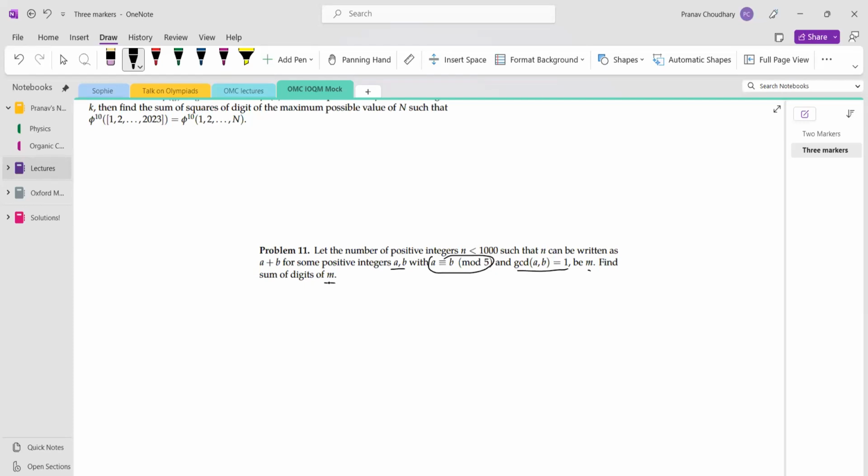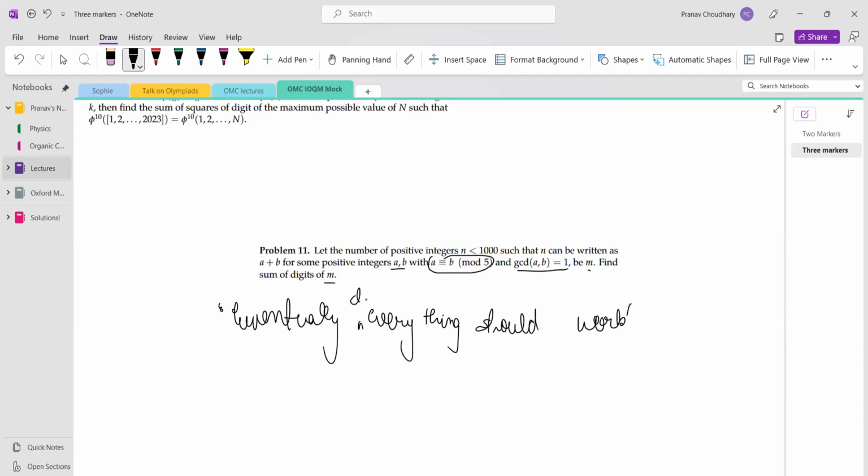So one important intuition in such type of questions is, like, eventually almost all numbers should work. Like, okay, I'll write it down. Eventually everything should work. Or a rather better way to state this is almost everything. Like, you'd expect that eventually everything except some special case would work, because you have too much freedom in this question.